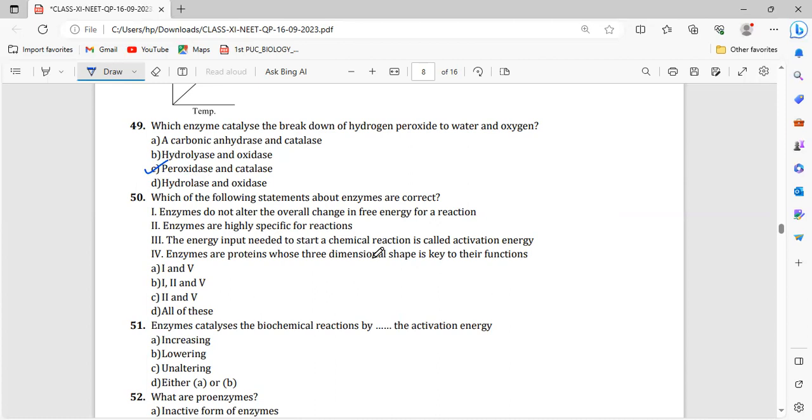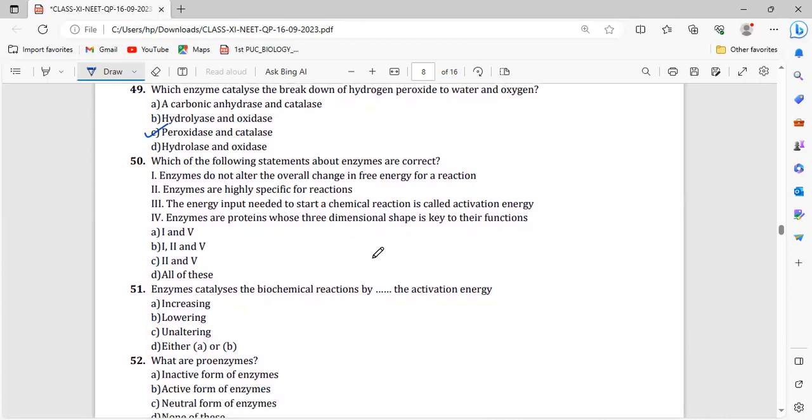Next, 50. Here some statements are given and you have to select which is correct with regard to enzymes. First statement, enzymes do not alter the overall change in free energy of a reaction. Yes, it is correct. Enzymes are highly specific for reaction. Yes, each enzyme is substrate specific. That means they are specific for specific reactions.